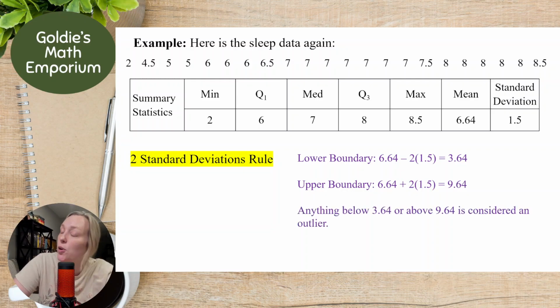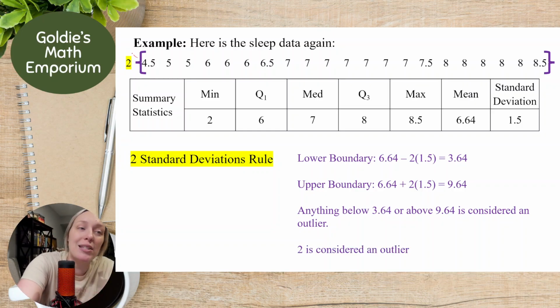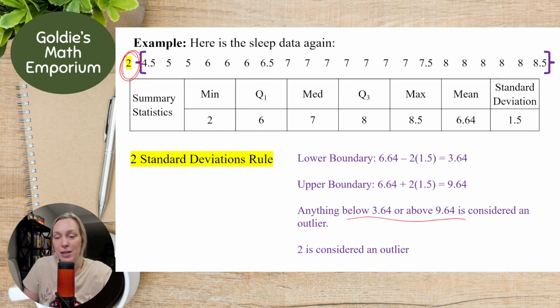So anything below 3.64 or above 9.64 is considered an outlier. And again, 2 falls outside that range. All the other numbers fall between 3.64 and 9.64. So 2 is the only outlier.